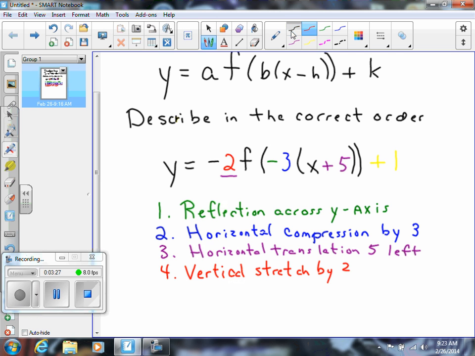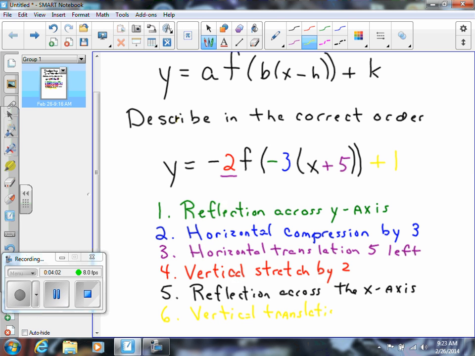Right after that, we have our negative sign, which represents a reflection across the x-axis. And finally, at the end of our graph in yellow, we have our vertical translation, which is just movement of the graph up or down. And +1 means we move the graph vertically up 1.